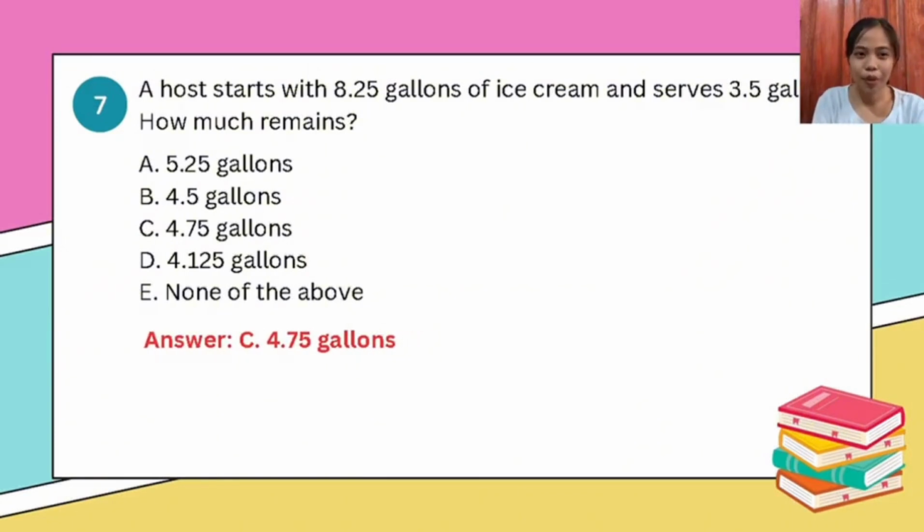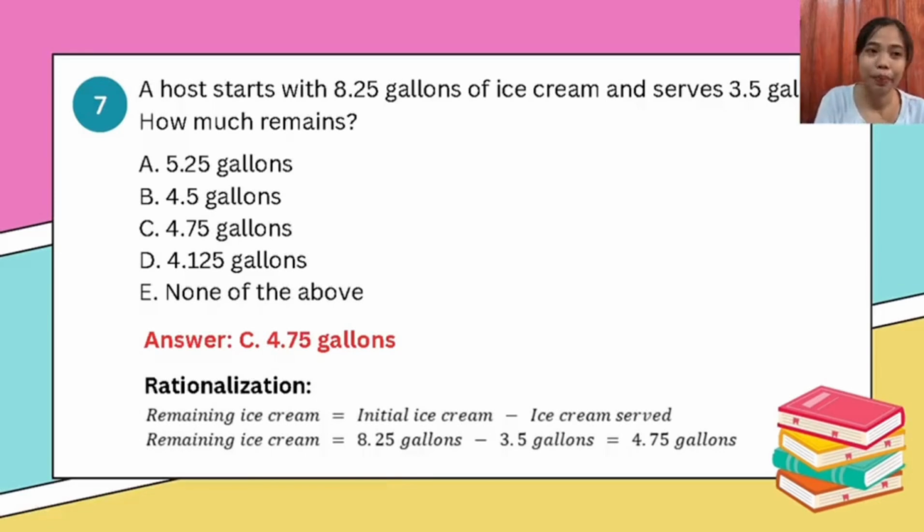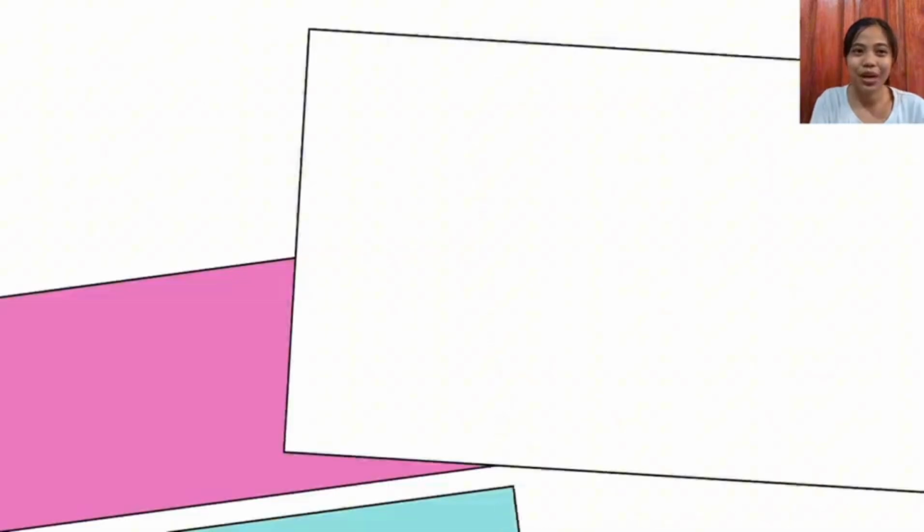Then why 4.75 gallons, or letter C? This is because we know that the initial ice cream is 8.25 gallons, right? We're looking for the remaining ice cream. So we need to have the initial ice cream minus the ice cream served. So substitute, we have 8.25 gallons as the initial ice cream minus 3.5 gallons which was served. Therefore, we only have 4.75 gallons of ice cream remaining. Now let's proceed to number 8.